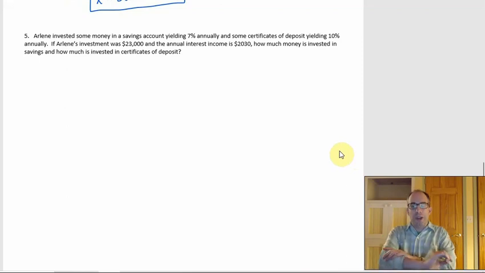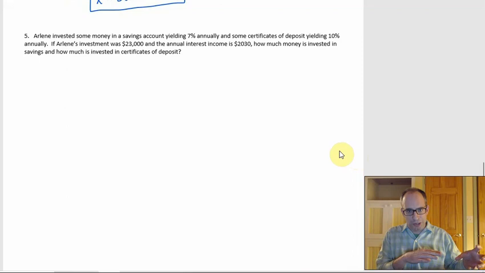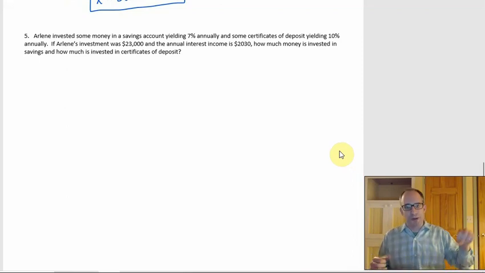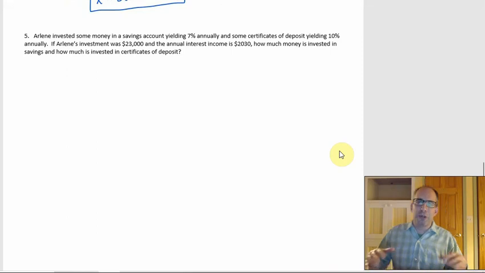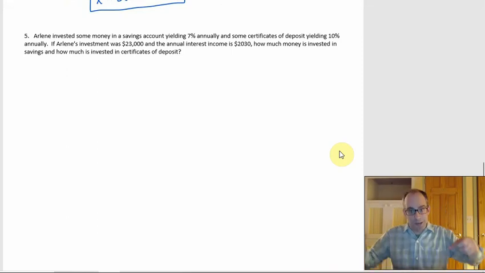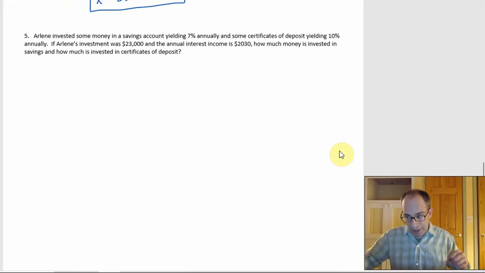So mixtures don't have to be mixtures of fluids, although a lot of times they are, right? It'll be like you have this drink with this much orange juice and you want to have the drink with more orange juice in it, so how much pure orange juice do you have to add, or things like with acids and stuff. So sometimes it is literally mixing stuff together. But you can also have finance ones, and that's what number 5 is.